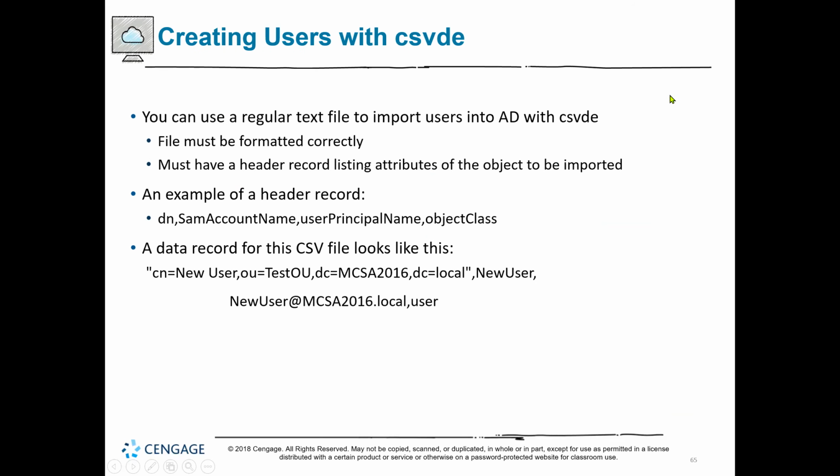Creating users with CSVDE. You can use a regular text file to import users into AD with CSVDE. The file has to be formatted correctly, and boy, do they mean that. It must have a header record listing the attributes of the object to be imported. An example of the header record, you can see right there: DN, SAM account name, user principal name, object class. The data record for this CSV file looks like this, and this is just an example.